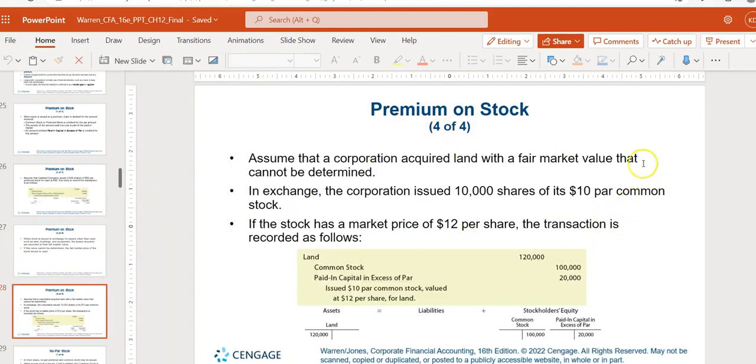Okay, premium on stock. So here we purchased some land. We had to figure out what the market price of the land is, the fair market value. So in exchange, the corporation issued 10,000 shares of $10 par. Right now the market price is $12. So we're going to value the land at $120,000. Here's my par, and this is my paid in capital in excess of par.